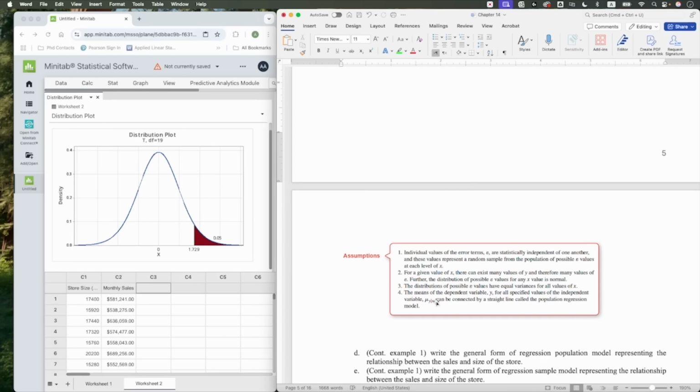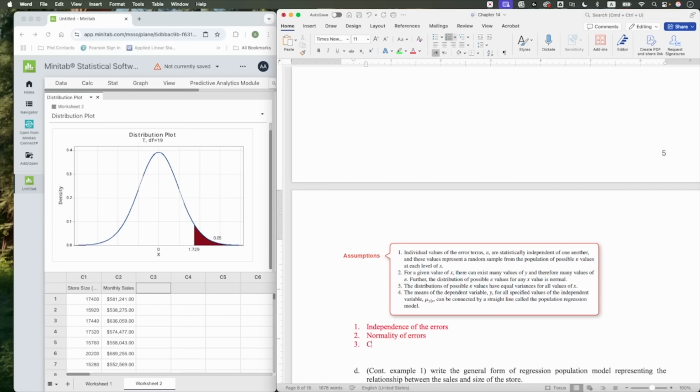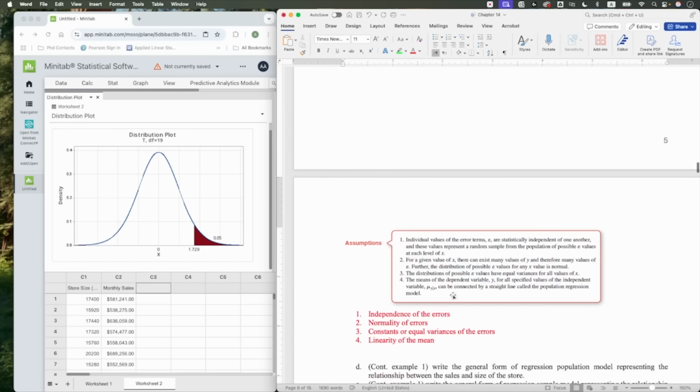So we have 4 of them: the independence of the error, the normality of the error, the constant variances of the errors, and the linearity of the mean. You can keep them simple and type what I said right now. And we can test these quickly. We need these assumptions, and we're going to speak about these in examples.